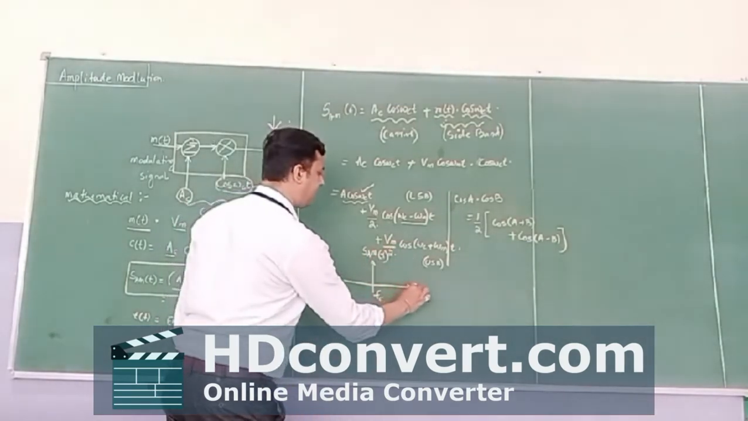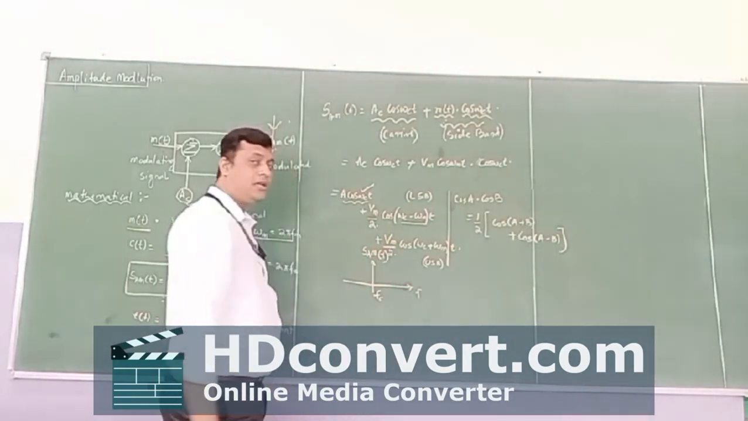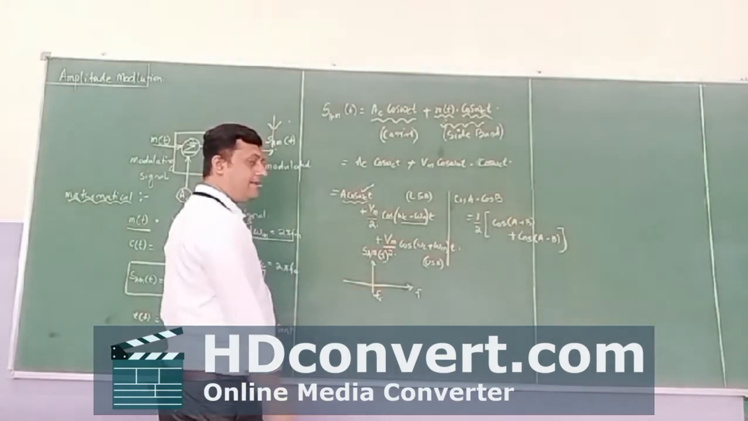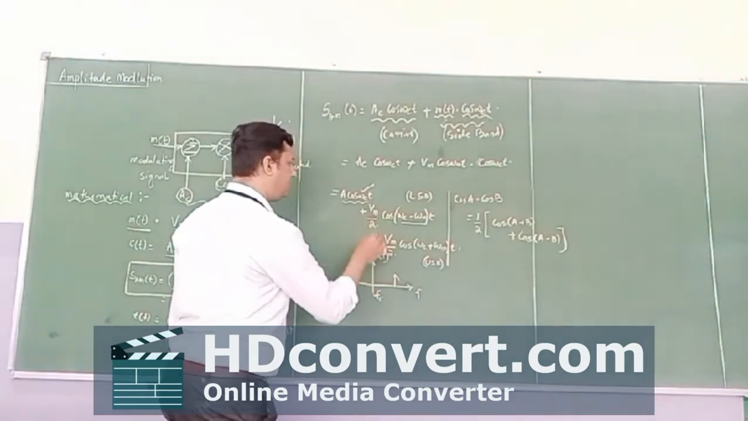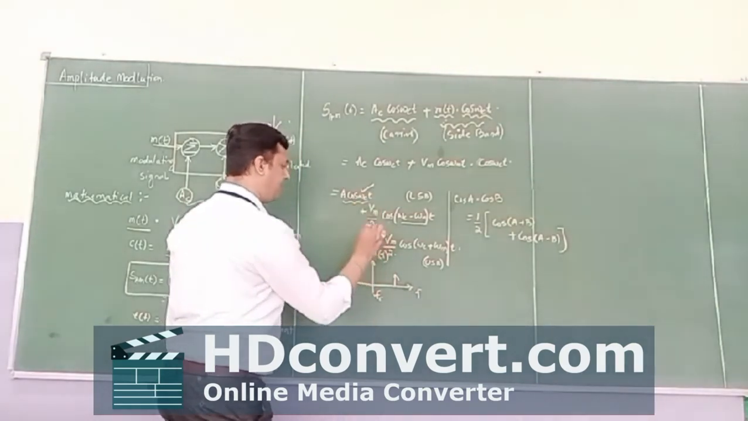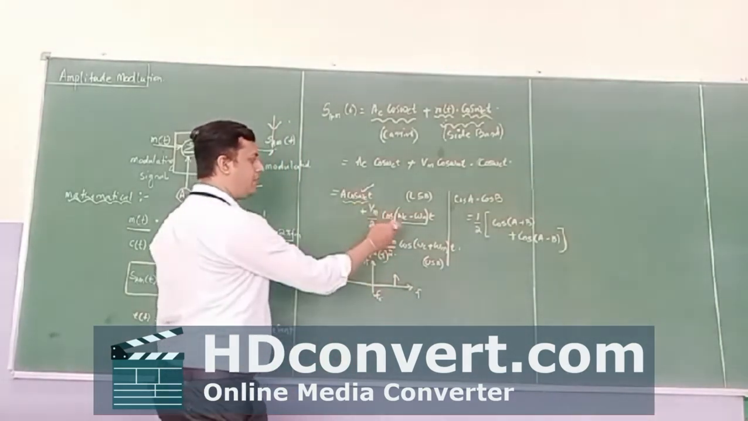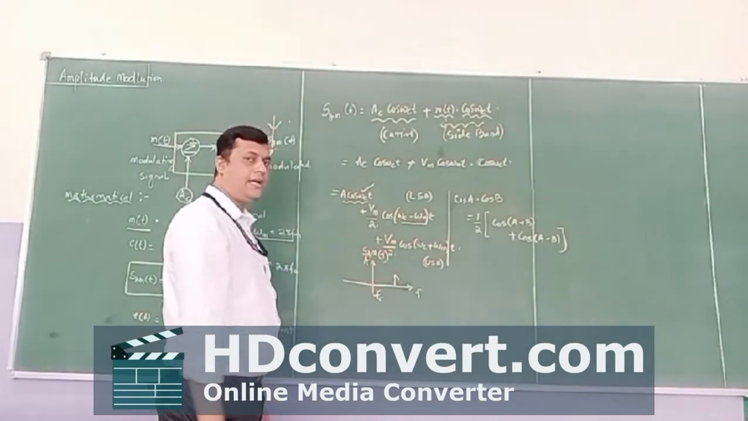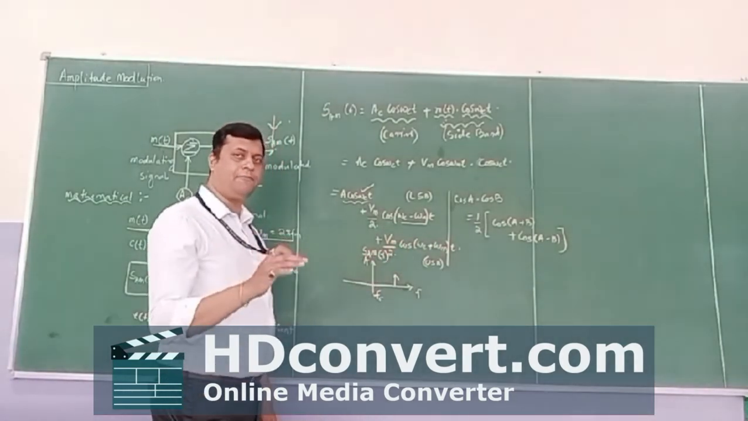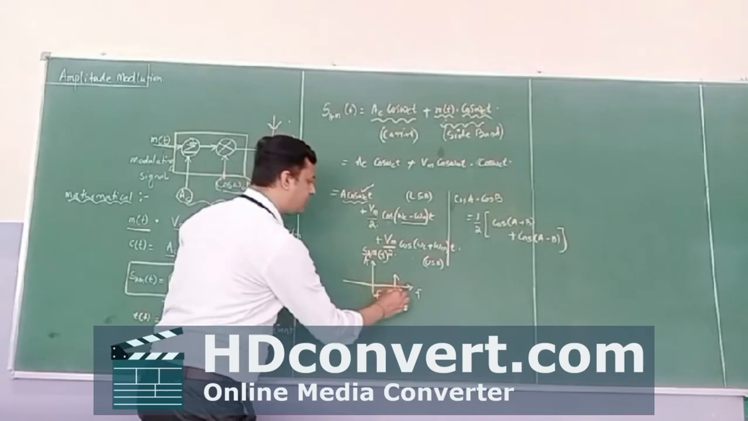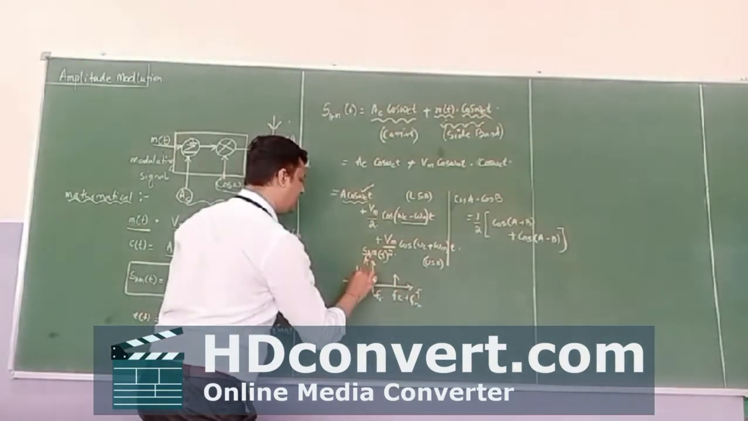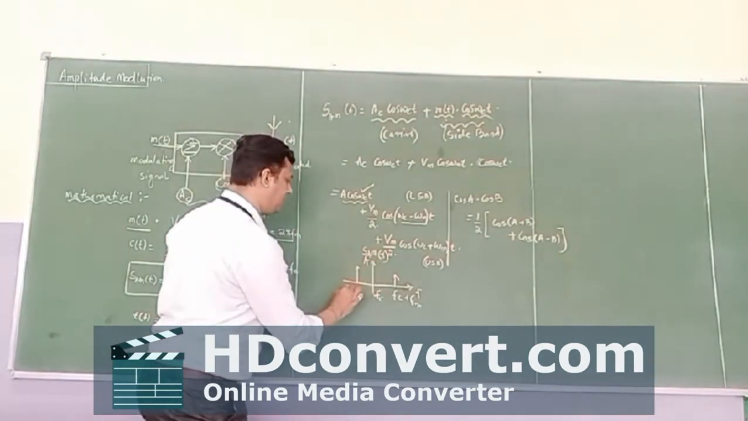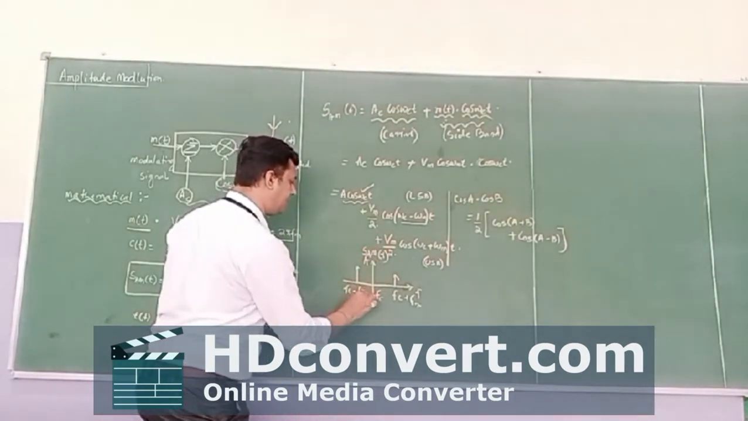Center frequency is Fc in the frequency domain, and the amplitude of this is A. Omega c plus omega m means it is Fc plus Fm. Similarly, the lower sideband which is available is called Fc minus Fm.